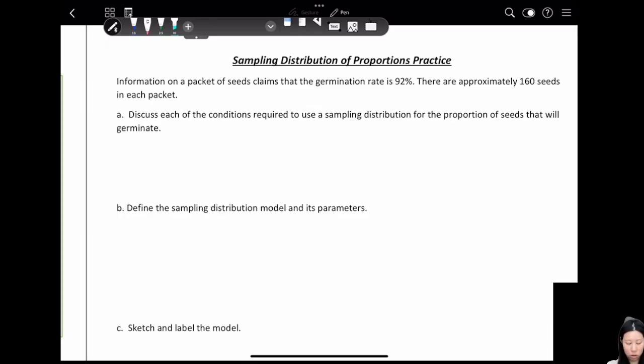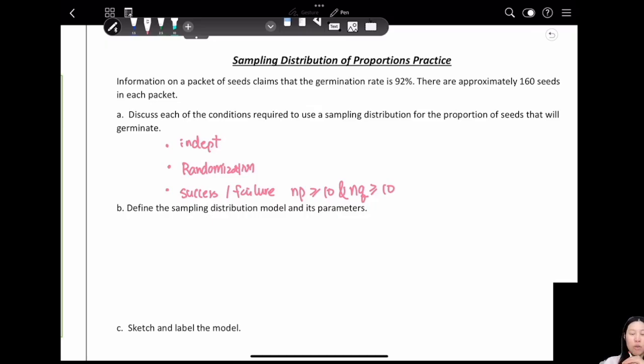So which three conditions? By now, at least you should remember the first two. One is independence. Second is randomization. Third is, since this is the proportion, not the mean, we have the success and failure condition, which is np has to be greater than or equal to 10, and nq, which is the failure rate, is greater than or equal to 10.